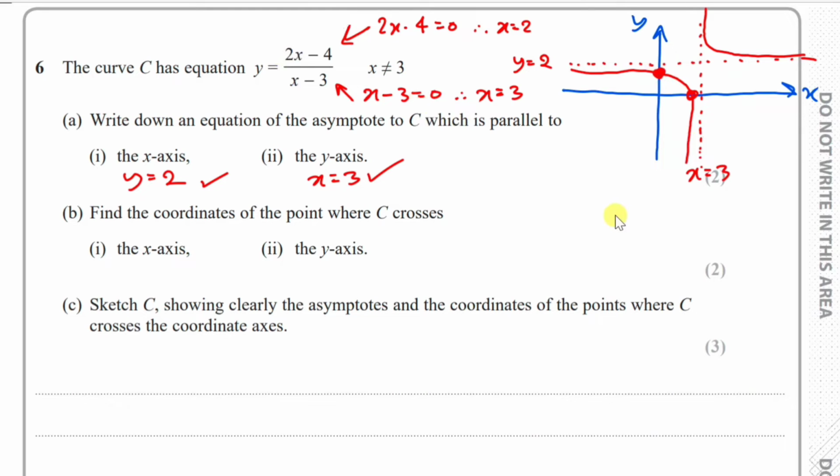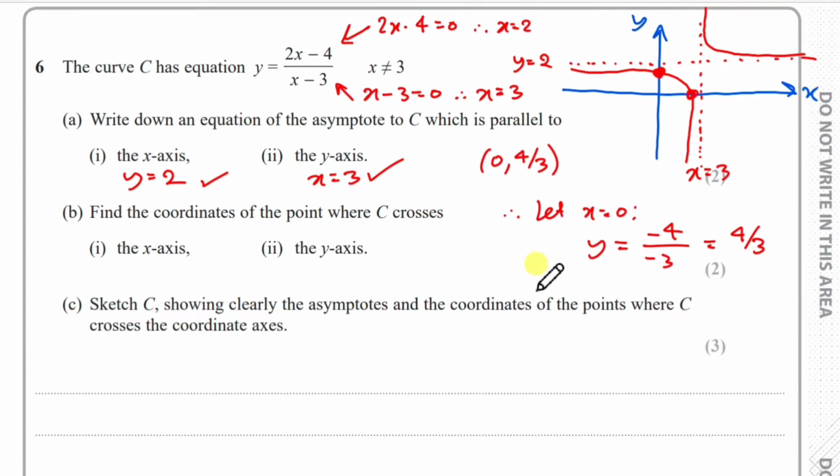So let's let x equals 0. In other words, we're going to try and solve this part. When x equals 0, what do we have? We're going to have y equals 0 minus 4, so just minus 4, over 0 minus 3, so minus 3. And that's basically just 4/3. So we can see that the first coordinate is going to be (0, 4/3). Let's write that down nicely here. And then do the same for the other one.